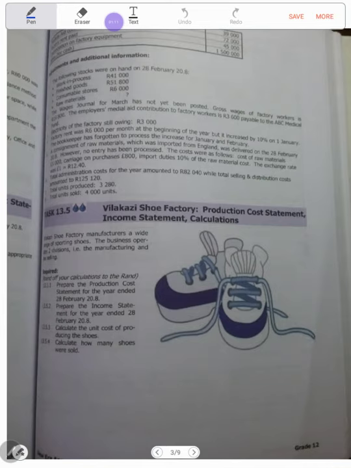You need to prepare the production cost statement, you need to prepare the income statement, and then you need to work out the unit cost of producing the shoes. And then you need to calculate how many shoes were sold. So we're going to be doing that all today in this lesson.